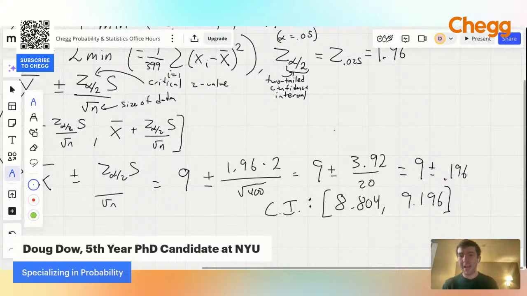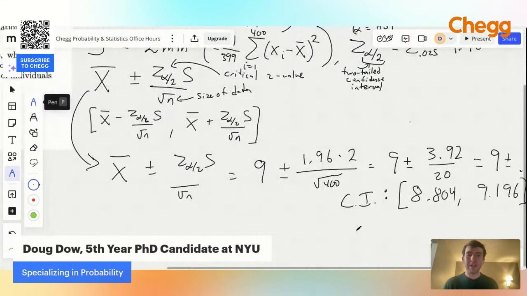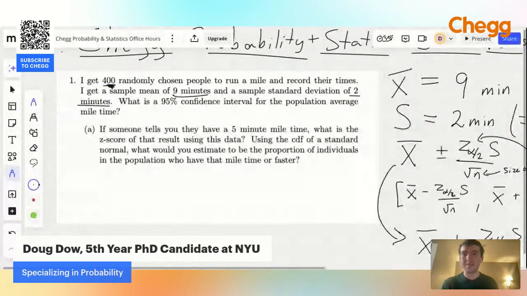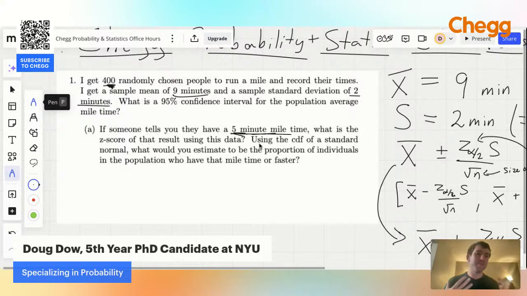Let me know, does anybody have a mile time that's either greater than or less than this? Anybody have any cool mile times that they want to share in chat? We can go ahead and evaluate the significance of those mile times. Here I have one example. Let's say someone tells you they have a 5-minute mile time. That's a pretty quick mile time. What's the z-score of that result? And given this data, how many people in the population would have a mile time either equal to that or quicker?